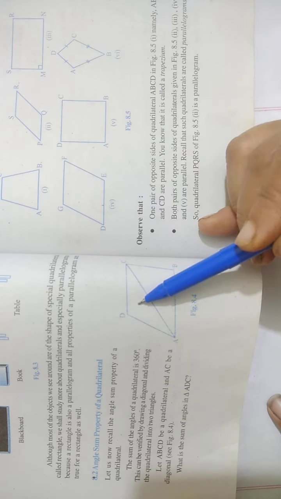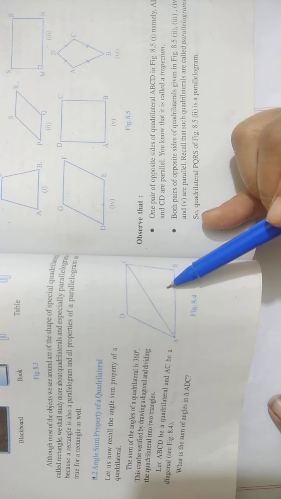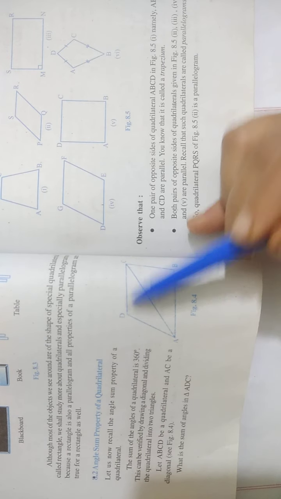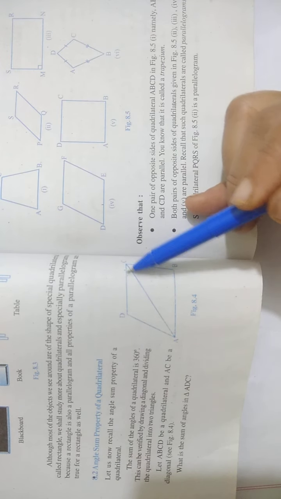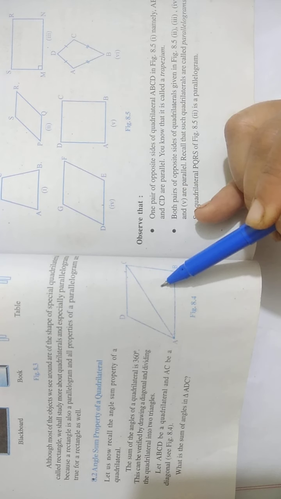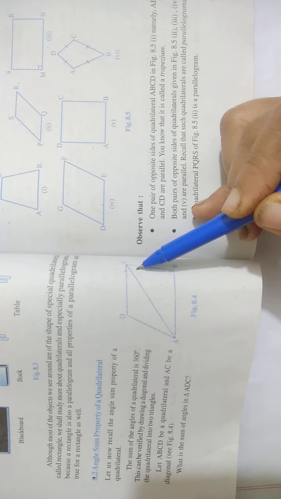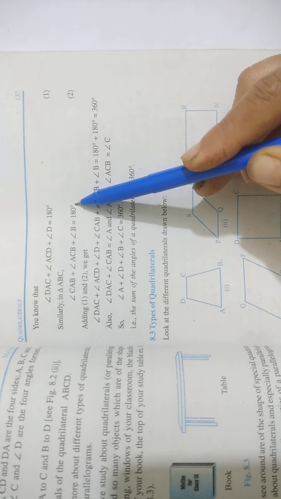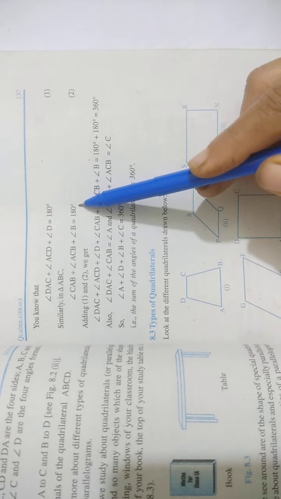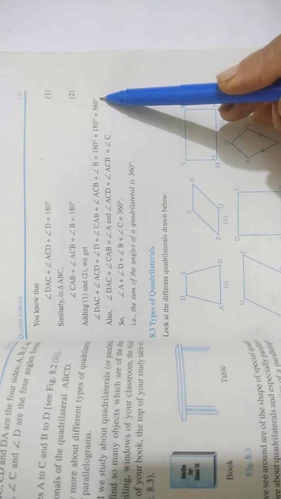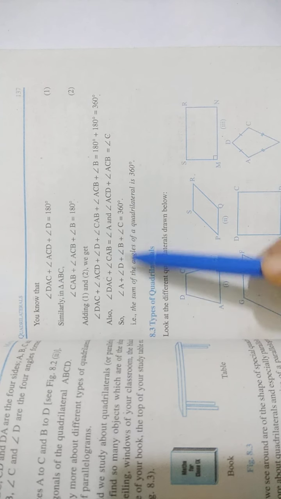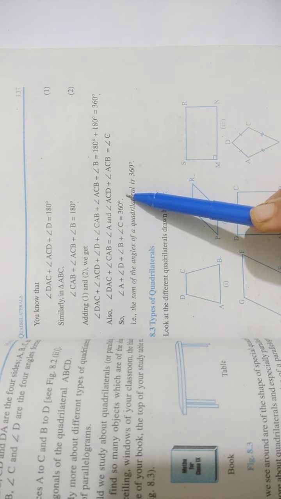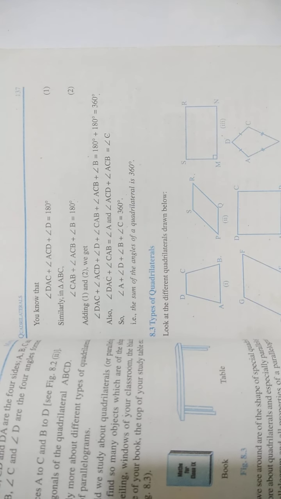Okay, after that you find 2 triangles. Then from these 2 triangles, what do you find? From this triangle, the sum of 3 angles is 180 degrees. From this triangle, the sum of 3 angles is 180 degrees. Okay. So you find 2 equations. After that, you add these two equations, then you find this equation. So from here you find the sum of these angles equals 360 degrees. This is the angle sum property of quadrilateral.